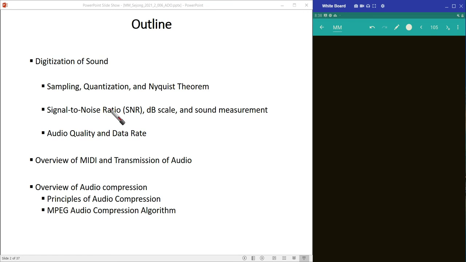And signal to noise ratio, dB scale, and how to do sound measurement. And we will see audio quality and data rate calculations. And very briefly, we'll see the concept of MIDI and what we mean by transmission of audio. So these are the basics of audio. And then in the second part, we'll be learning about audio compression.